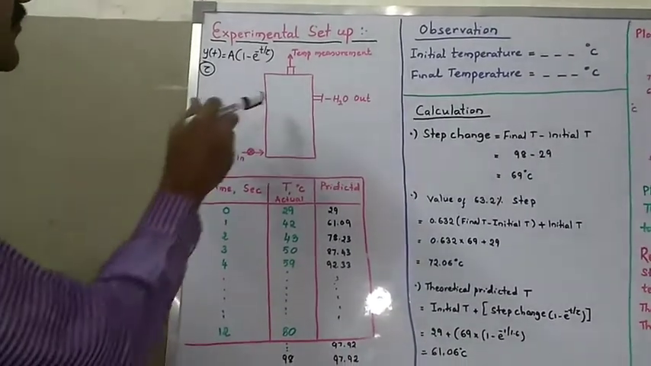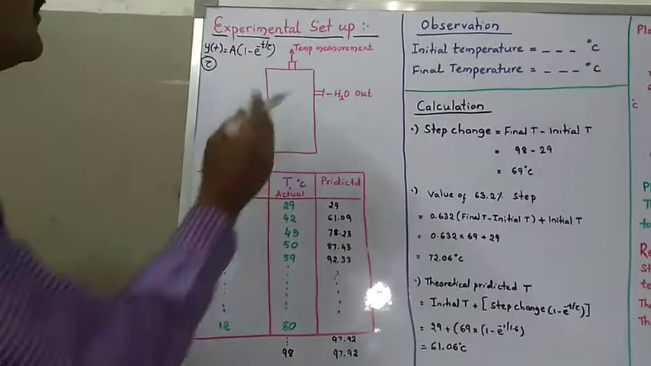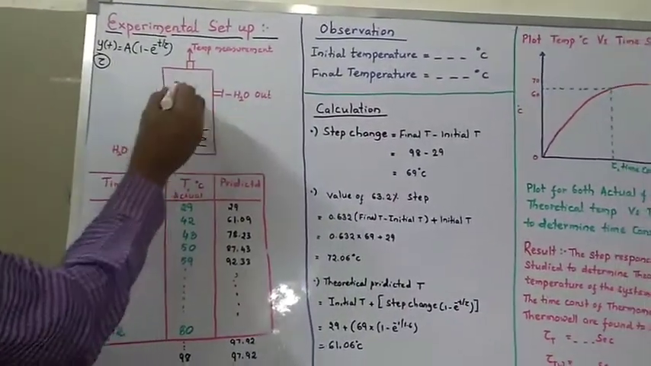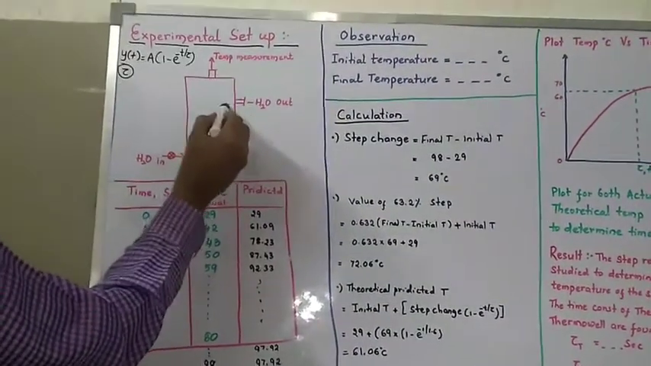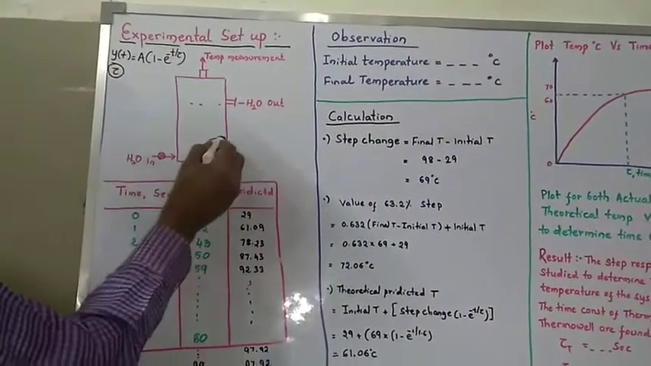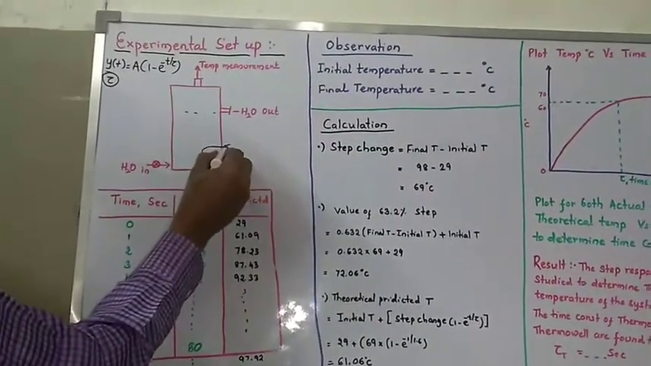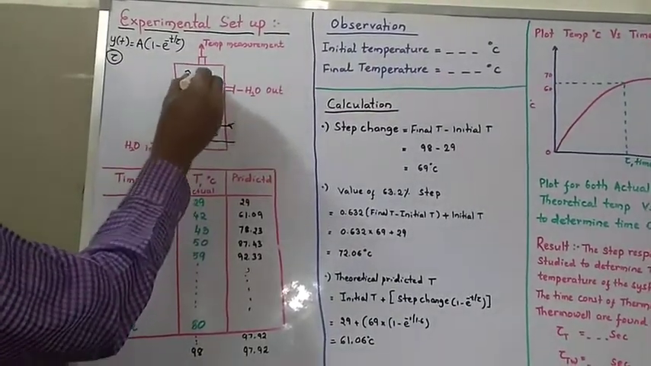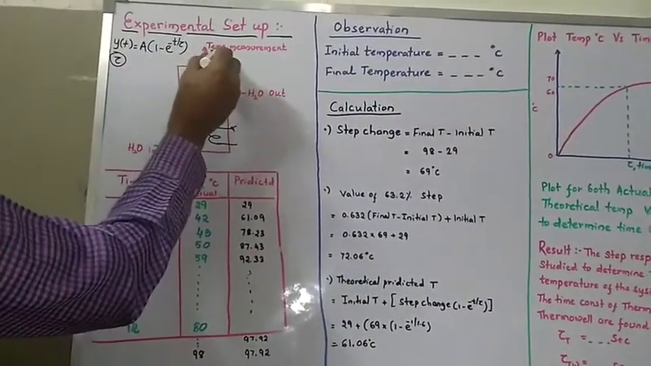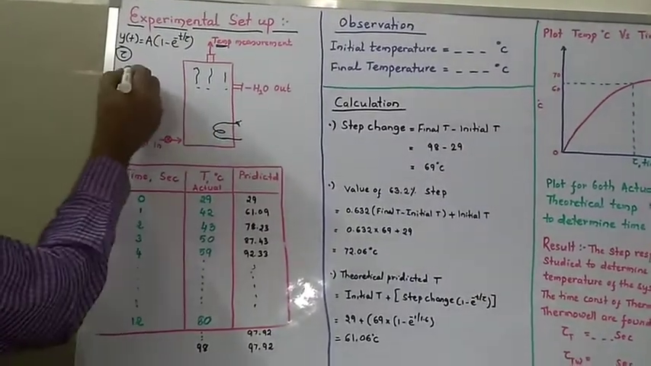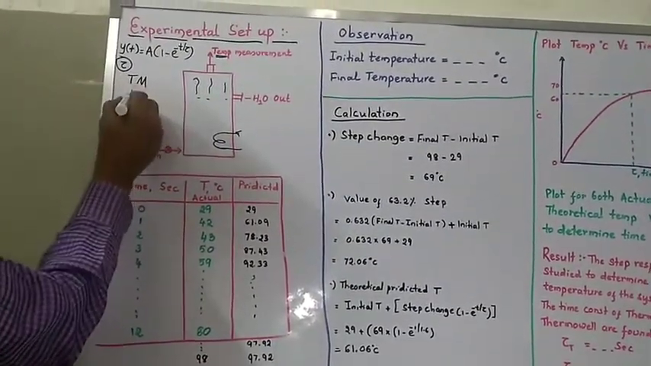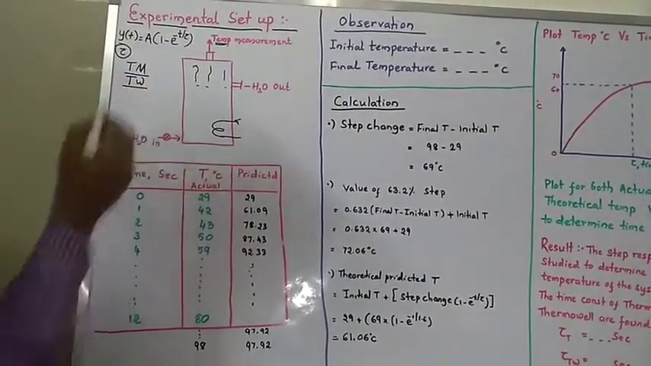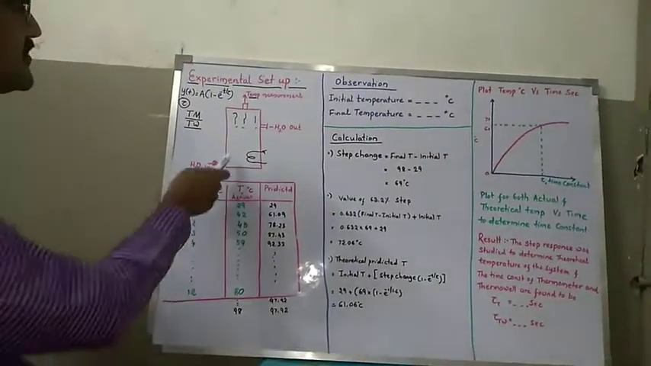If you look at the system, we have a heating coil inside, and water is filled up to this level, and heat is supplied through this. Due to this, the water will start boiling, and then I am measuring the temperature by this provision. We will have a thermometer and thermo well. I am going to calculate the time constant of the thermometer and thermo well. So this is the system.